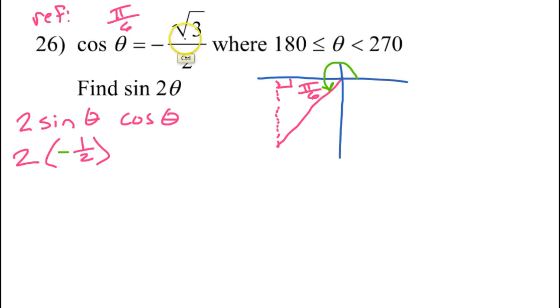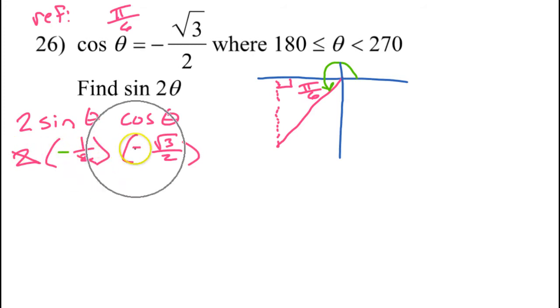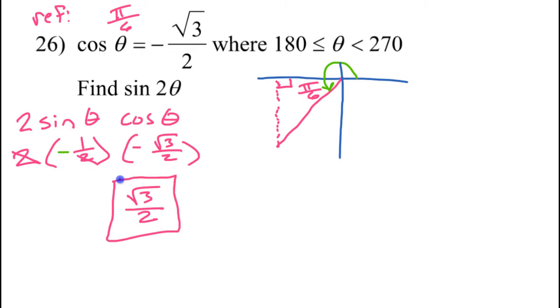Cosine, we were given cosine in the first place, so that's going to be negative radical 3 over 2. So it's just a matter of simplifying all of this. Now these 2's will cancel each other out, and a negative times a negative is a positive. So that's just going to leave positive radical 3 over 2. So that is going to be the final answer.